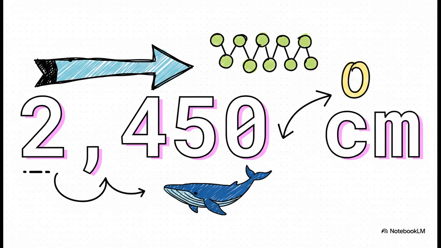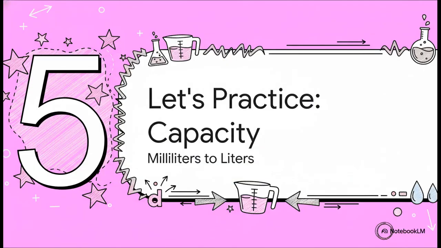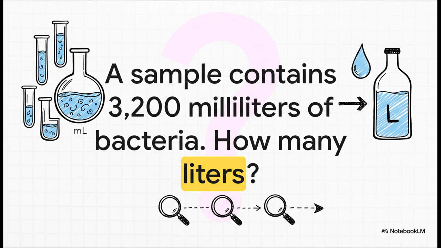See? I told you you could do it. You've totally got this. That was awesome. Seriously, great work. Let's try another one just to make sure this really sticks. We're going to switch gears and do a practice problem with capacity. This time, we're going from milliliters to liters. Here's our next one, and again, this is based on a problem you'll see in your Unit 2 assessment. A water sample has 3,200 milliliters of bacteria. So the question for us is, how many liters is that?